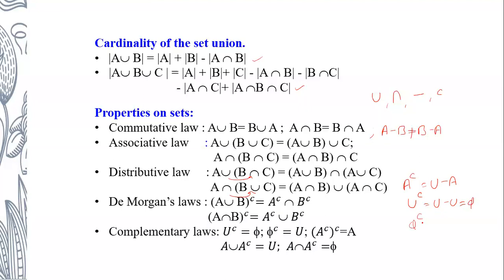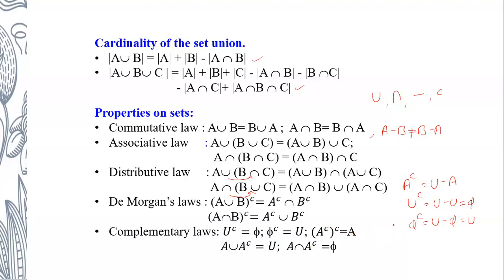Similarly, the complement of the empty set is the universal set minus the empty set, so all elements of U which do not belong to the empty set. That means the same set U. And we have the law of double complement: the complement of the complement of A is A.